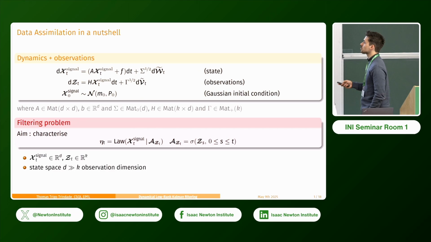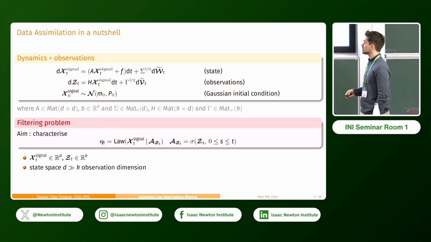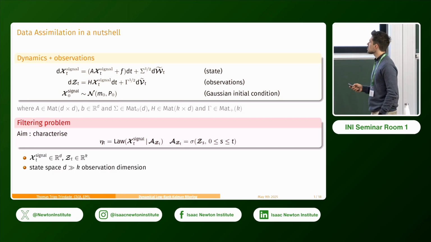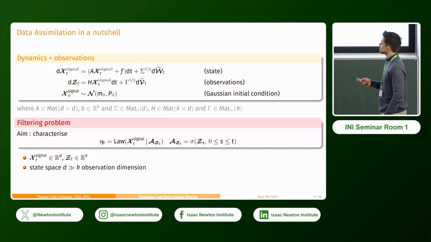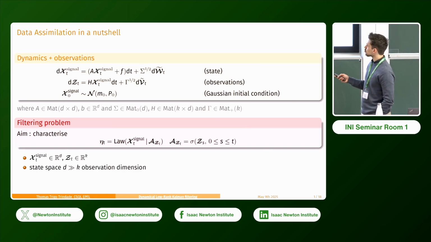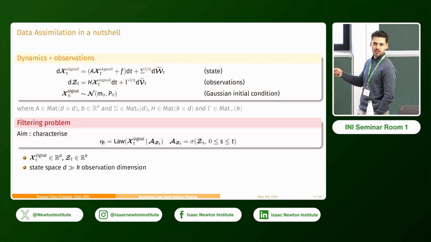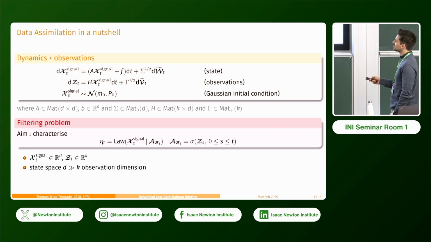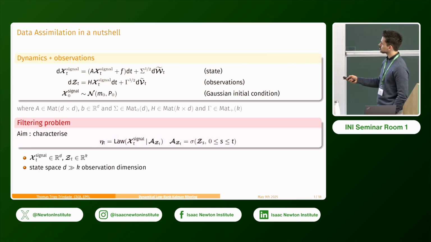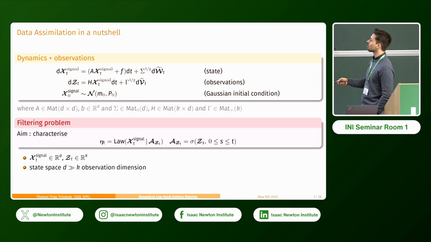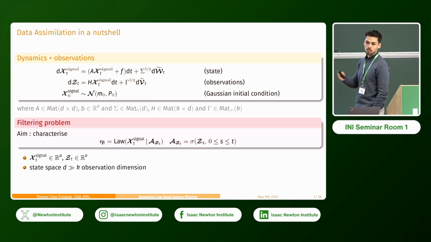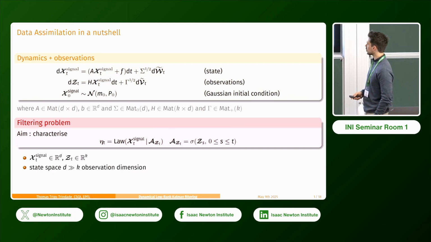We typically assume that the initial condition of the signal is Gaussian. That's more of a practicality. And so what I've said just before in language, you can say a bit more precisely in math. The idea of the filtering problem, as we're going to look at it for the next half an hour, is to essentially characterize this filtering distribution that you see here. So this eta, which is the law of the signal given the history of the observations from time 0 all the way up to t. Here it's denoted by this sigma algebra of the observation process.